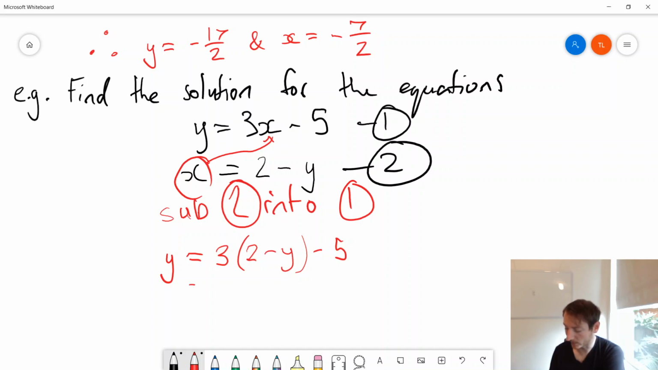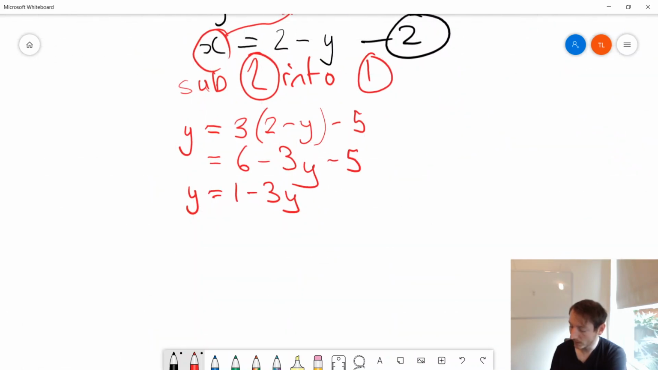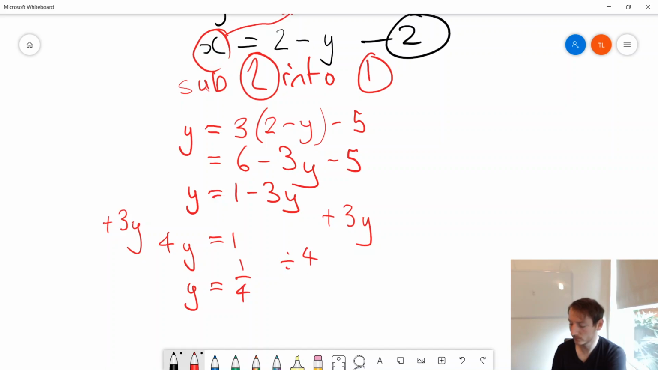So I expand the brackets. 3 times 2 is 6. 3 times negative y is negative 3y. And then 3 doesn't times the minus 5 because it's not in brackets. That's just minus 5. So y equals 1 minus 3y. Add 3y to both sides. 4y equals 1. Let me just say what I'm doing here. I added 3y because remember we add the smaller one and negative 3 is smaller than 1. And then divide by 4, 1/4, because that's the inverse of times by 4.